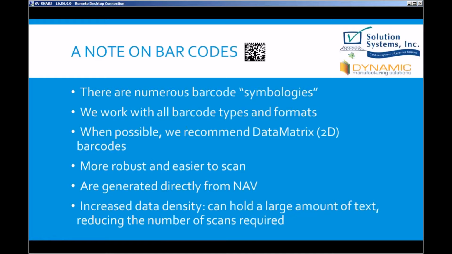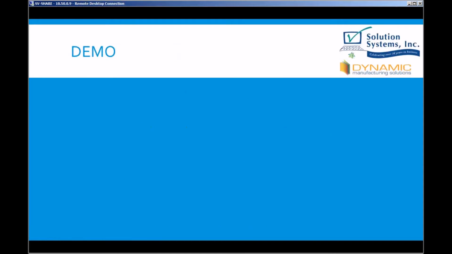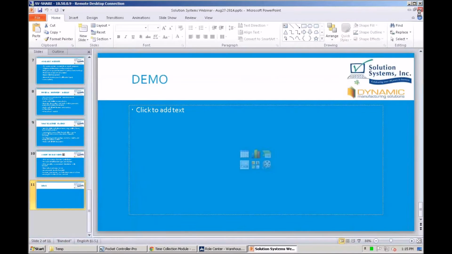Now, if you already have 1D barcodes like UPC codes or Code 39 or any of those barcodes, we can still read those. We can read vendor barcodes. Anything that you have in your environment, we can use. If you're starting from scratch, we're going to say use these 2D barcodes because we can incorporate a lot more information in them. Okay, we're all done, and let's get to the actual demo here.